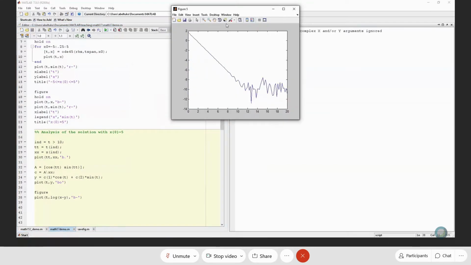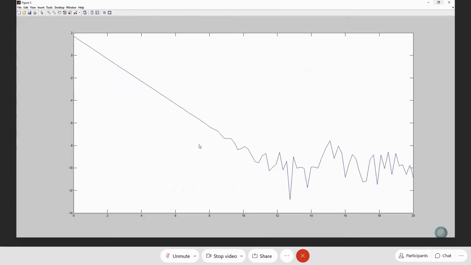And when we plot the log of x minus y, this happens, which might surprise some of you. So Manahar, what do you see here? I think you read the handout, right? So you probably know the answer. I believe in the handout it said that there was an error in the function, the ODE45 function.